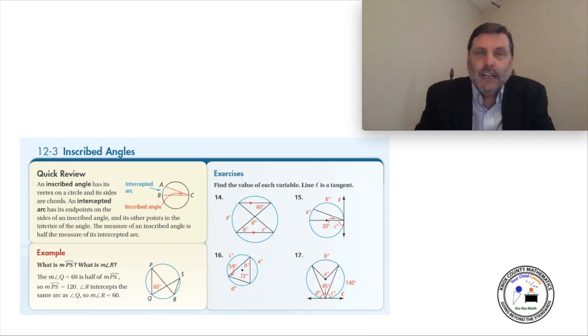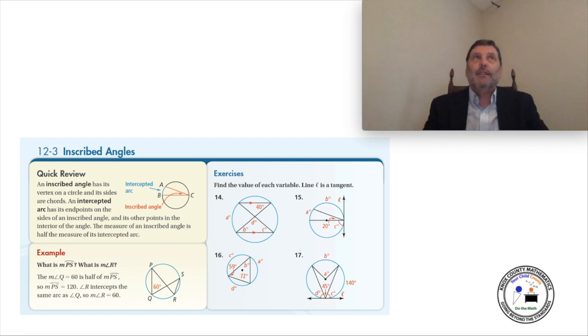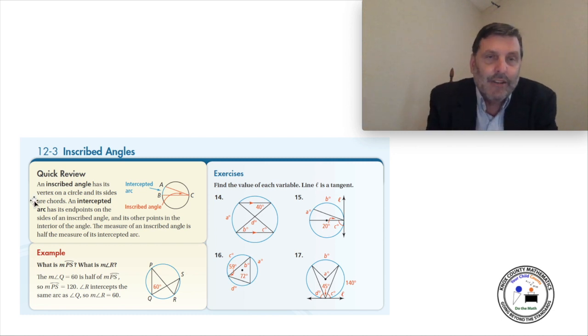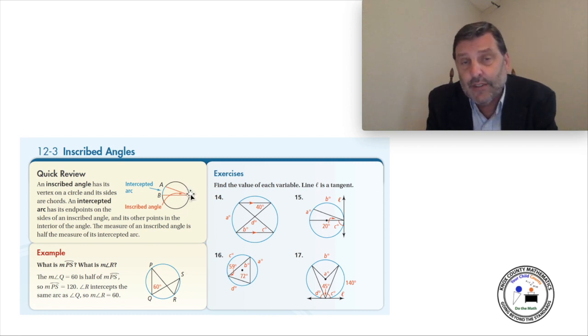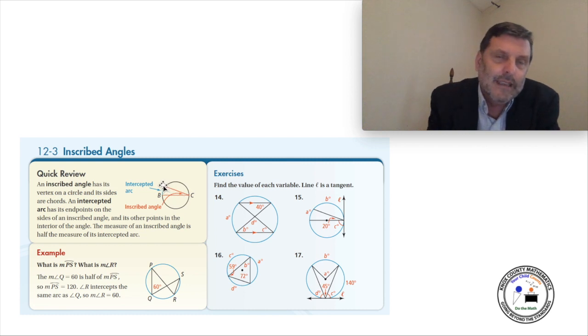Okay, the next part, inscribed angles. Inscribed has the word in, an angle inside a circle. An inscribed angle has a vertex on the circle and its sides are chords. In other words, the vertex touches the circle and the sides cross over and hit the circle in two different places.